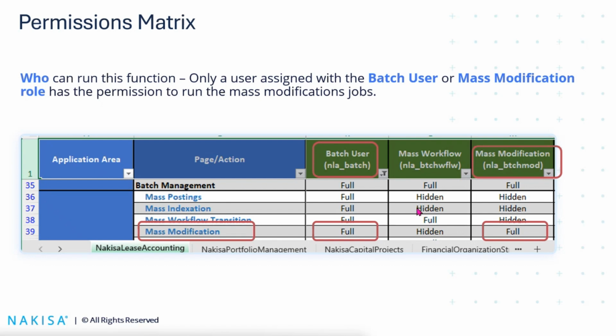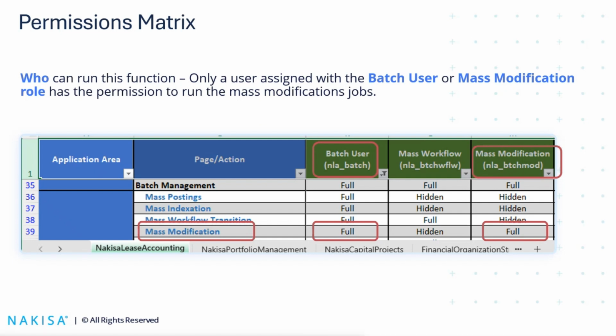So in previous versions, we had batch user, which basically gave the user the ability to run all the mass workflows that we have under the batch management. And now we have come out with the mass modification, whereby a user who just has to run a mass modification job under batch management will have the option to be assigned just that one role.